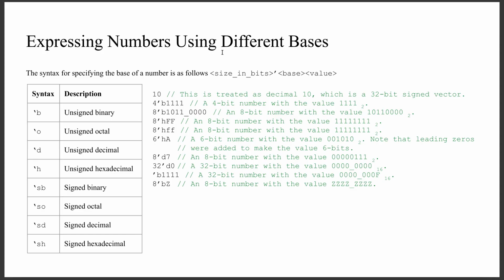Expressing numbers using different bases. So the syntax for specifying the base of a number is as follows: the size in bits, the base, and the value. So basically you'll use this notation a lot. If you want to declare a 4-bit number, you would do it this way. And then an 8-bit number, so if you want to declare a number in hex as well, you would use this notation. And then you would get this value in binary. So you get the basic idea.